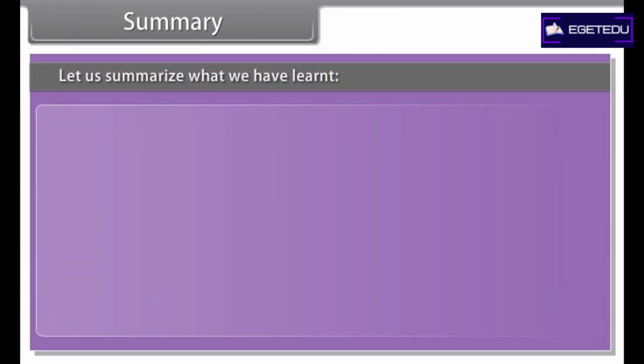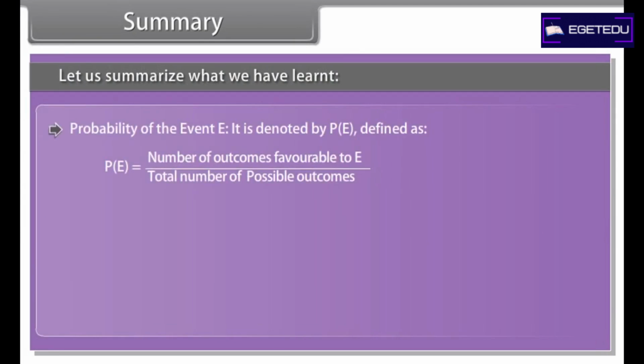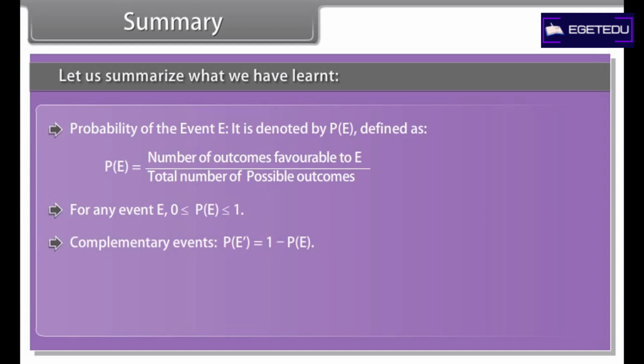Summary. Let us summarize what we have learned. Probability of the event E is denoted by P(E), defined as P(E) equals the number of outcomes favorable to E by the total number of possible outcomes. For any event E, 0 is less than or equal to P(E), which is less than or equal to 1. Complementary events: the probability of event not E is equal to 1 minus the probability of event E. Impossible event: the probability of an impossible event is 0.